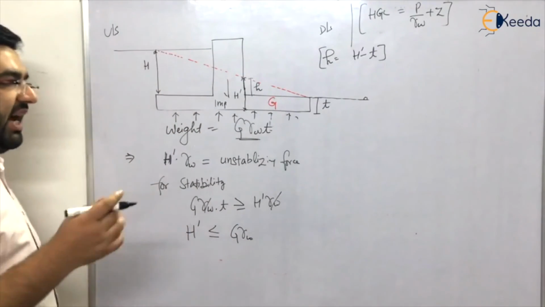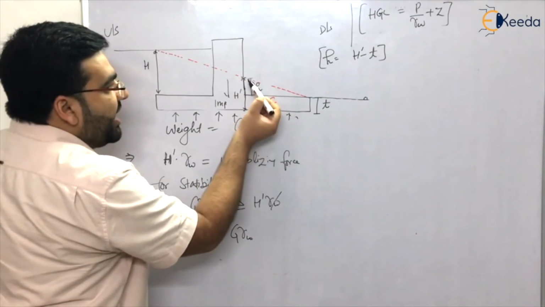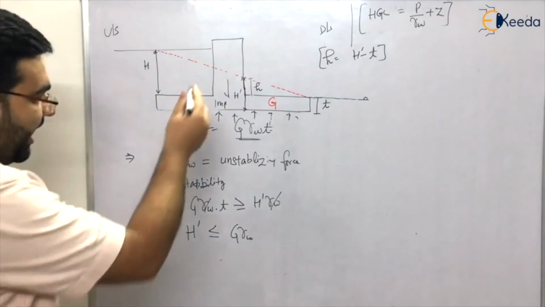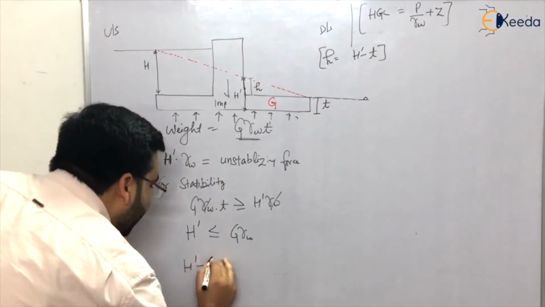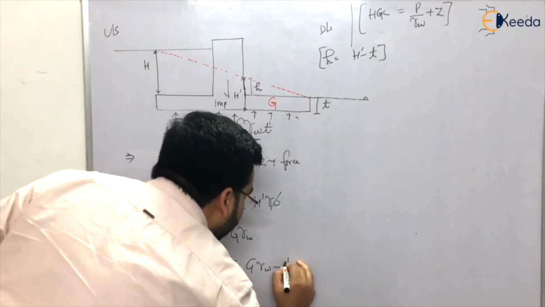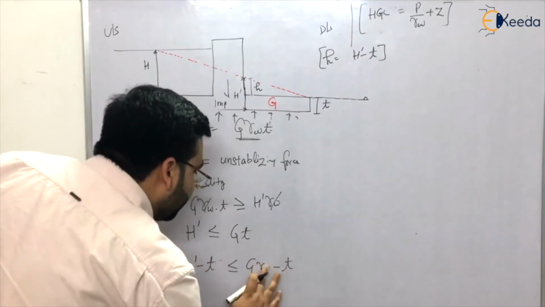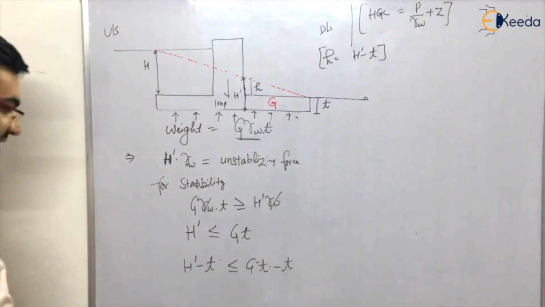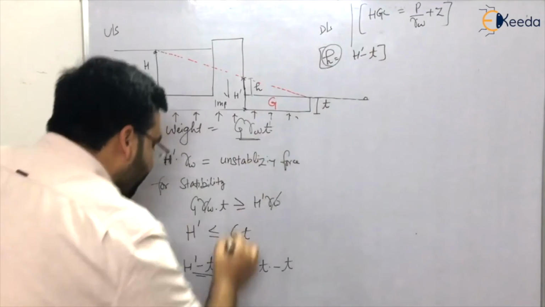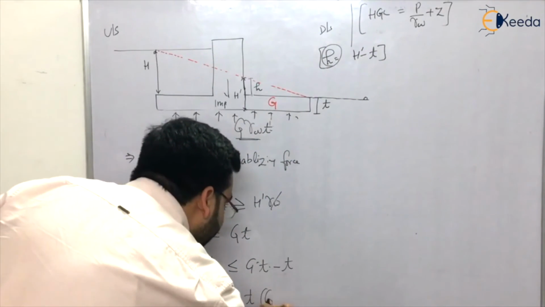In some books, sometimes this h dash is not given, this small h is given. That is the distance of the hydraulic gradient line from the top of this apron. So I can say that h dash minus T, let us subtract T from both the sides. G into T minus T. This is T. Clear? Now h dash minus T is how much? Small h. So small h should be less than or equal to T into G minus 1.